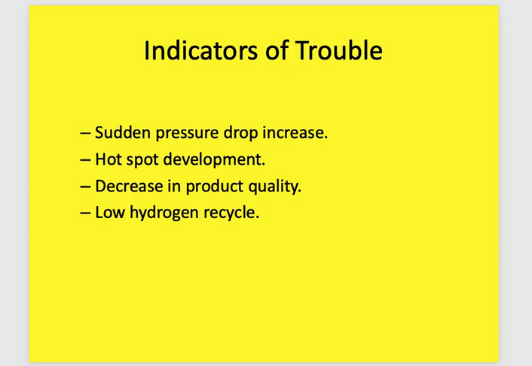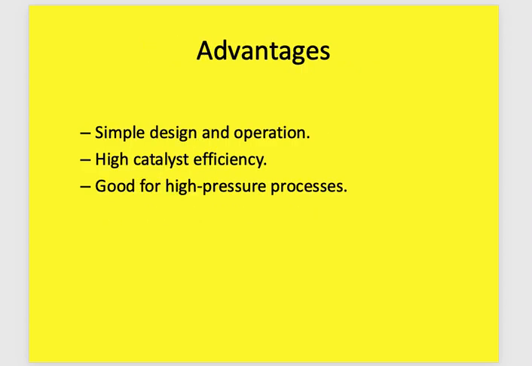Sudden pressure drop through the catalyst, hotspot development, decrease in the product quality, low hydrogen recycle. These are indicators of trouble. I find it easy to describe. There are some troubles related to the fixed bed reactor catalyst, from sudden pressure drop, delta P is higher, hotspot development, or decrease in the product quality, or low hydrogen recycle.